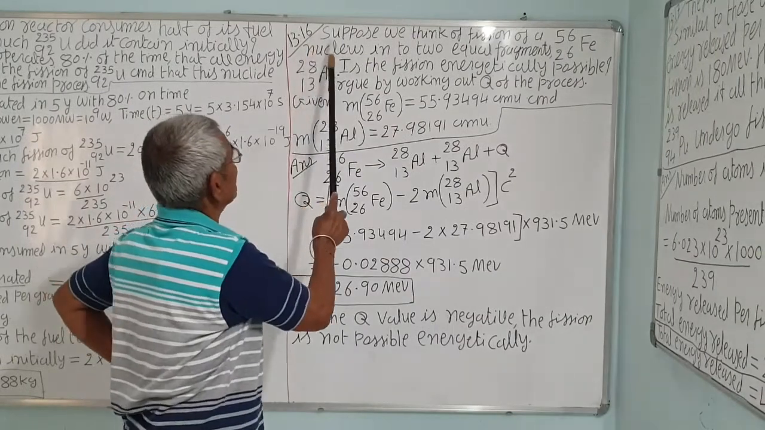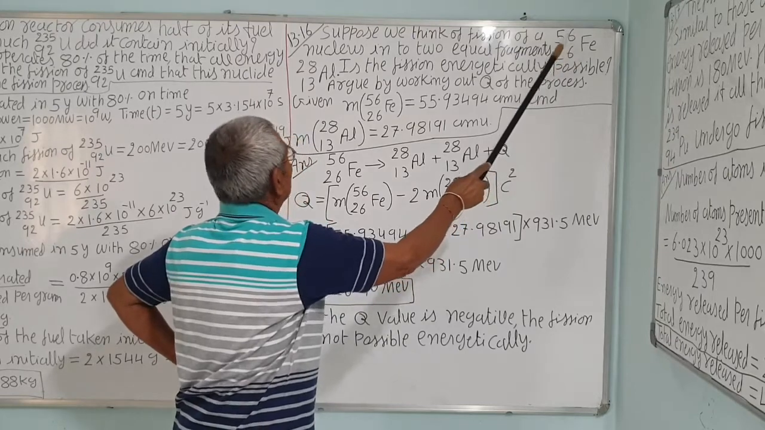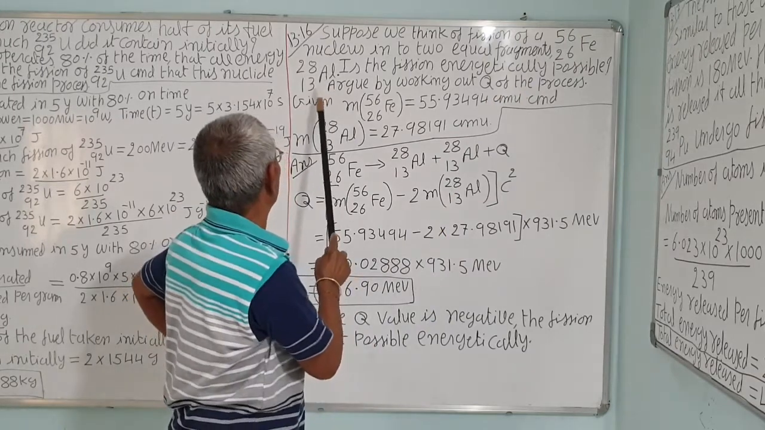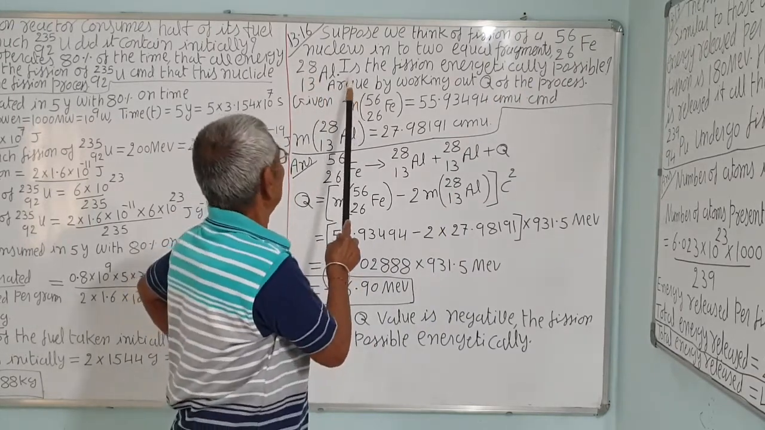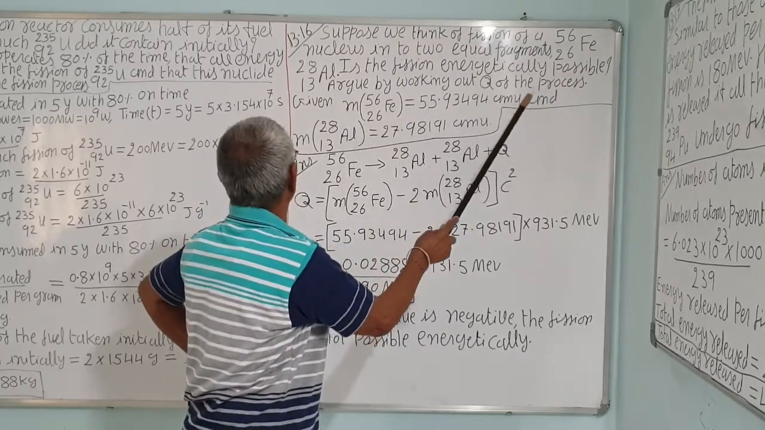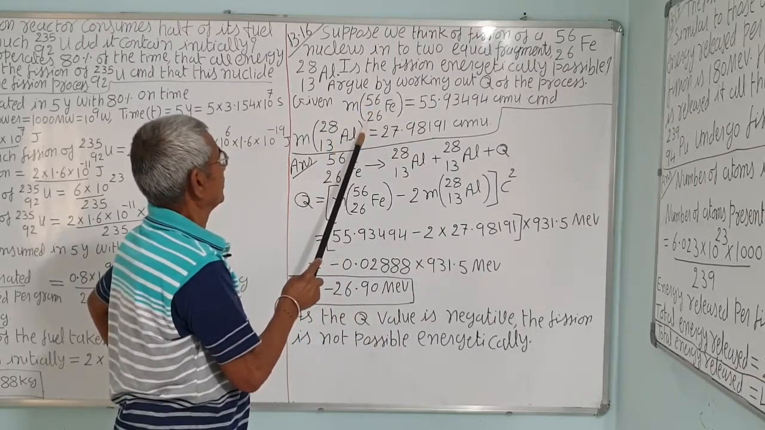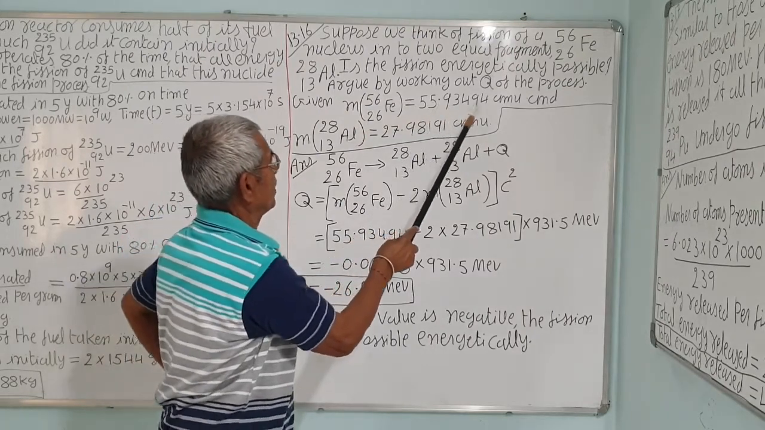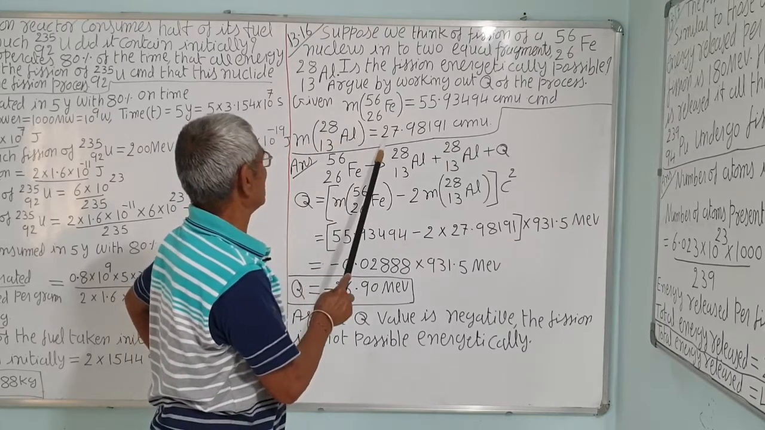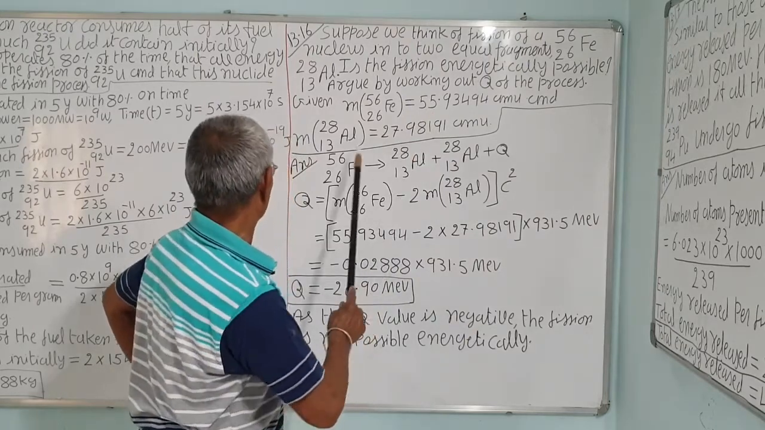Example 13.16. Suppose we think of fission of an iron-56 nucleus, Fe 2656, into two equal fragments of aluminum-28, that is 1328. Is the fission energetically possible? Argue by working out the Q of the process. Given that the mass of the iron is 55.93494 atomic mass unit, and the mass of the aluminum 1328 is 27.98191 atomic mass unit.